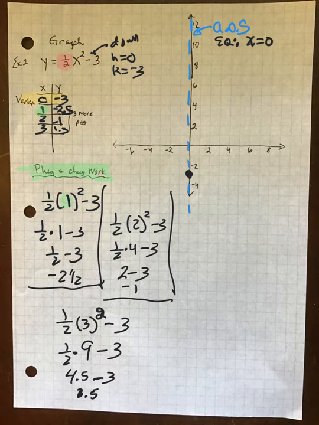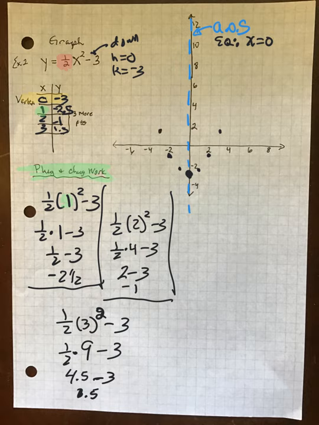Okay, so let's plot those points. If we plot (1, -2.5), it's going to land right there. And remember, it's going to have the same distance on the other side. And then (2, -1) is right there. That is 2 units from the axis of symmetry, so the other point on the other side should also be the same distance. And then if we plot (3, 1.5), it's going to be about right there. That is 3 units from the axis of symmetry, so this should have 3 units.